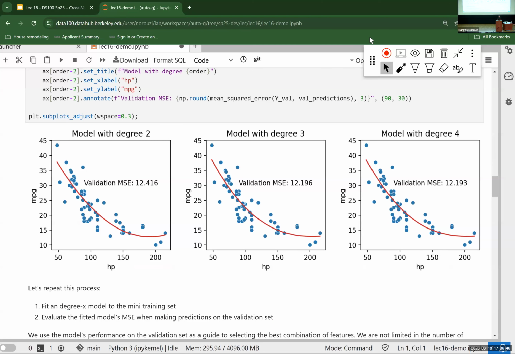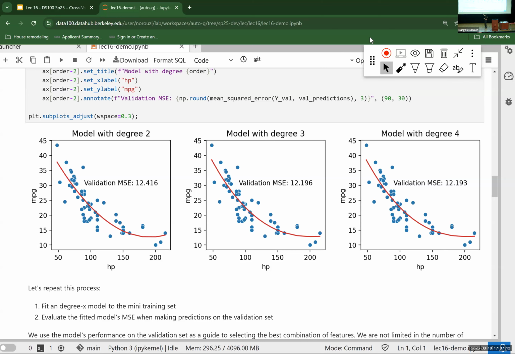So why am I doing this? Because I want to decide what is the complexity of the model that I should use. Should I go with the degree 2 polynomial, degree 3 polynomial, or degree 4 polynomial? So how many features do I want to use? Again, the reason that I can do this comparison now is that the validation set is my internal testing. I would not be able to do it with the test data, right? But I can do it with the validation data.